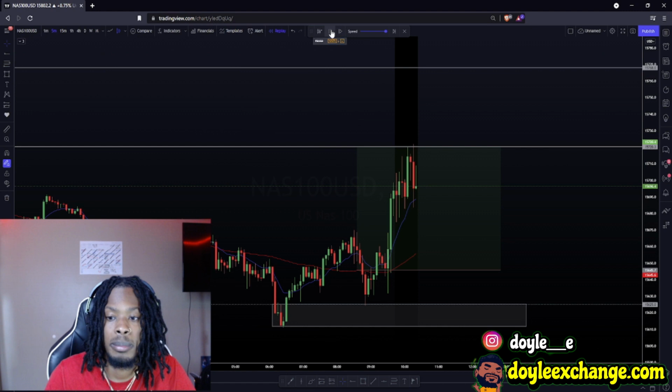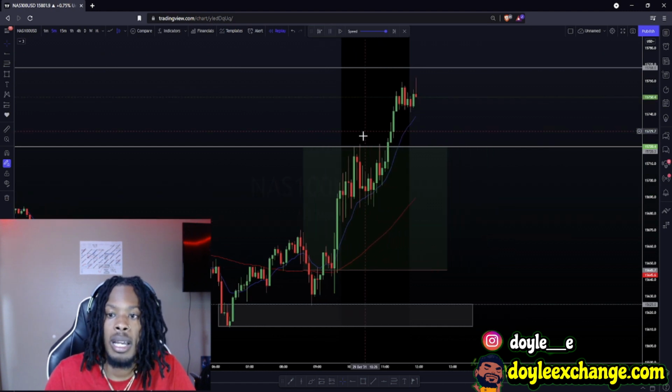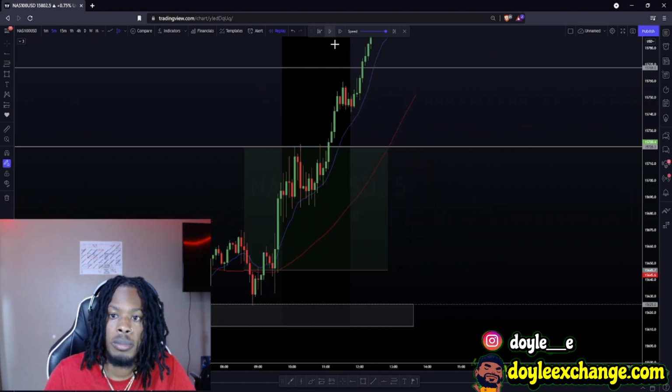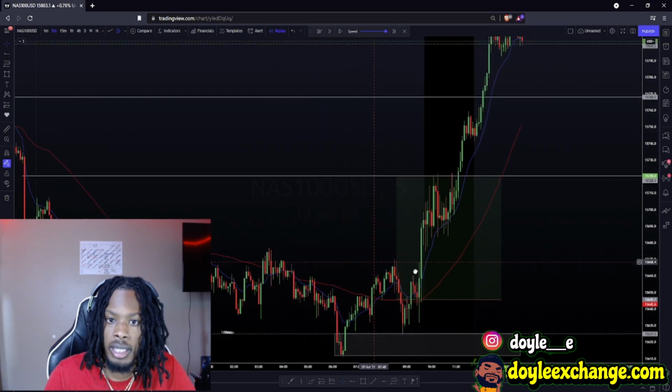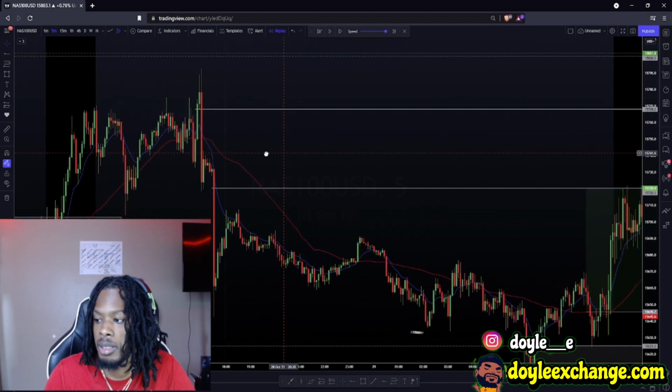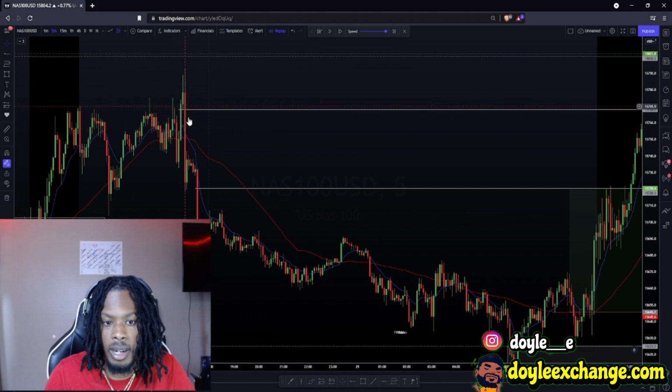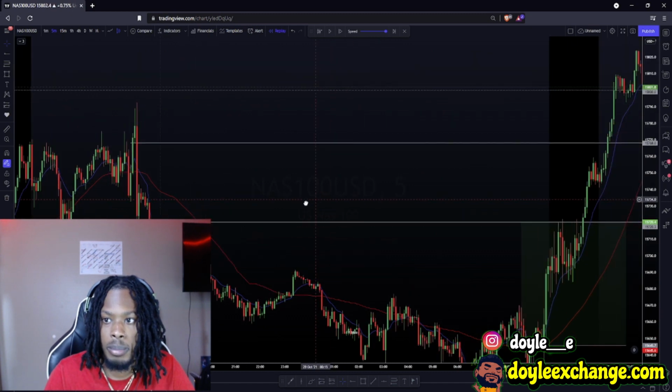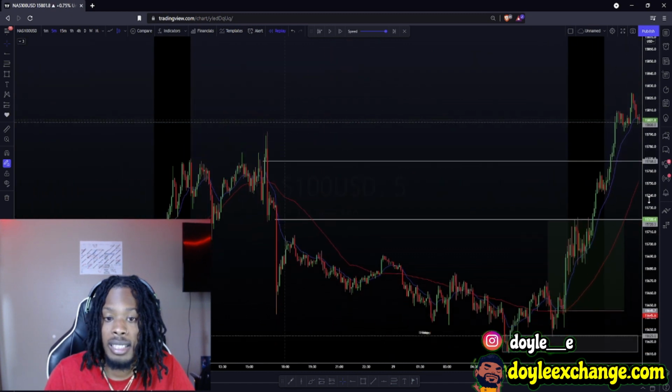Okay, my TP got hit, but look at what happened afterwards. Come on, bro. And it's still going. It filled in that gap. Make sure y'all see this. It filled in that gap right here. It filled in this gap, and now it's breaking. It's making new highs, new daily highs.